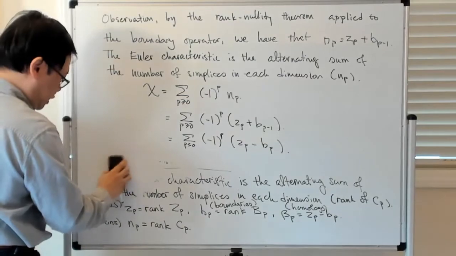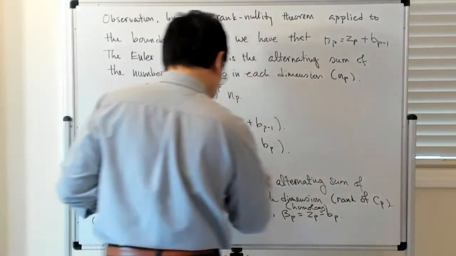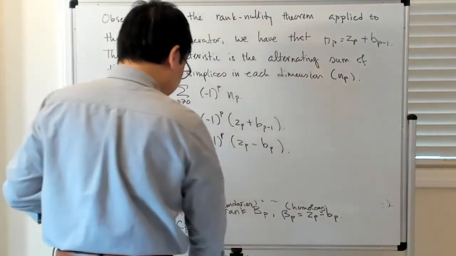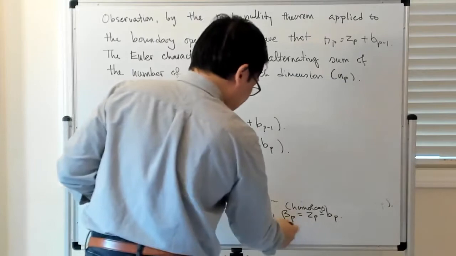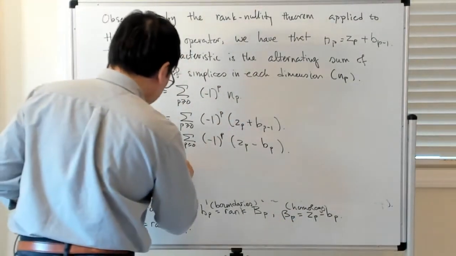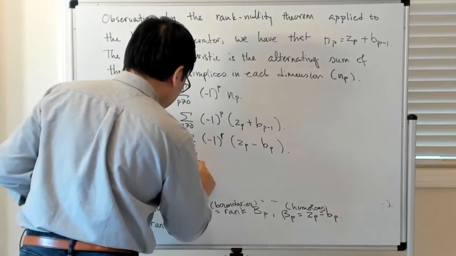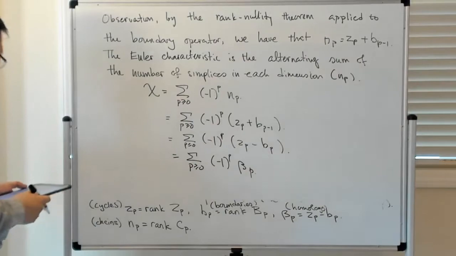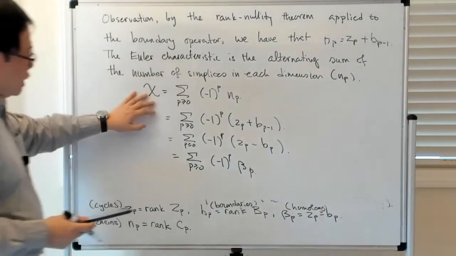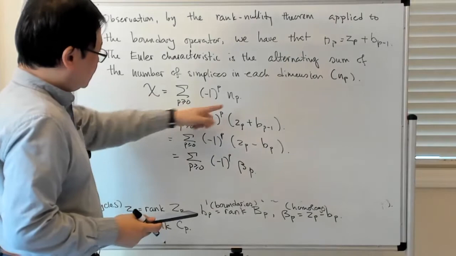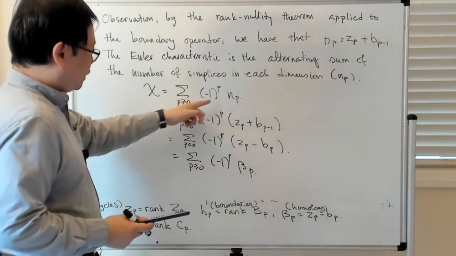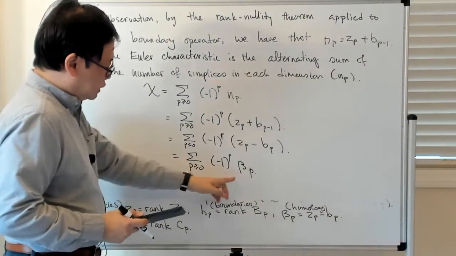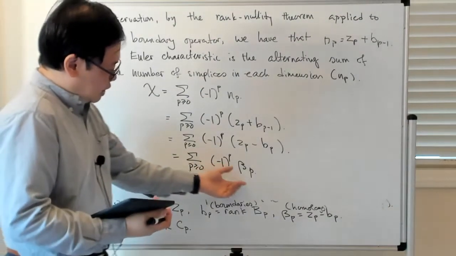And then I'm just going to leave it like what we had here at the bottom. Of course, ZP minus BP is exactly the Betti numbers. So this is equal to the sum from p greater than or equal to 0 of (-1)^p beta p. So that's quite nice. What this is telling you is that you have an alternating sum involving the number of simplices, and now I've replaced it with something which involves the alternating sum of the Betti numbers.